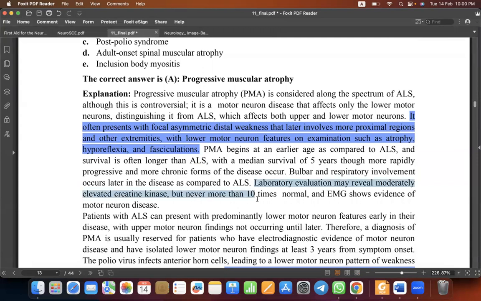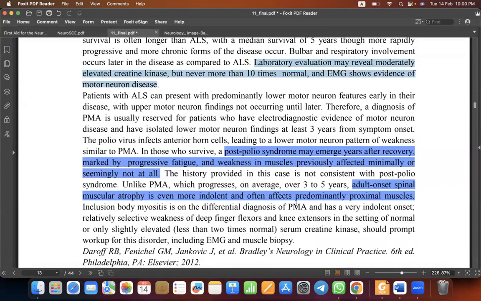Okay, lab investigation shows a moderately elevated creatine kinase level, and EMG shows the features of motor neuron disease as well. In case of amyotrophic lateral sclerosis, as I told earlier, there could be lower motor neuron and upper motor neuron, both presentations could be there. So we should make a diagnosis of PMA, progressive muscular atrophy, when the patient has no feature of upper motor neuron involvement after 3 years. So we may consider that to be PMA.